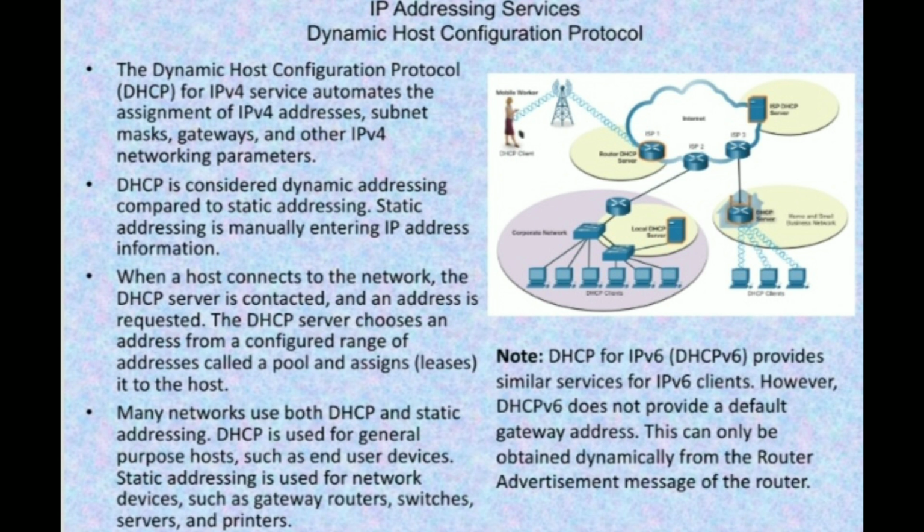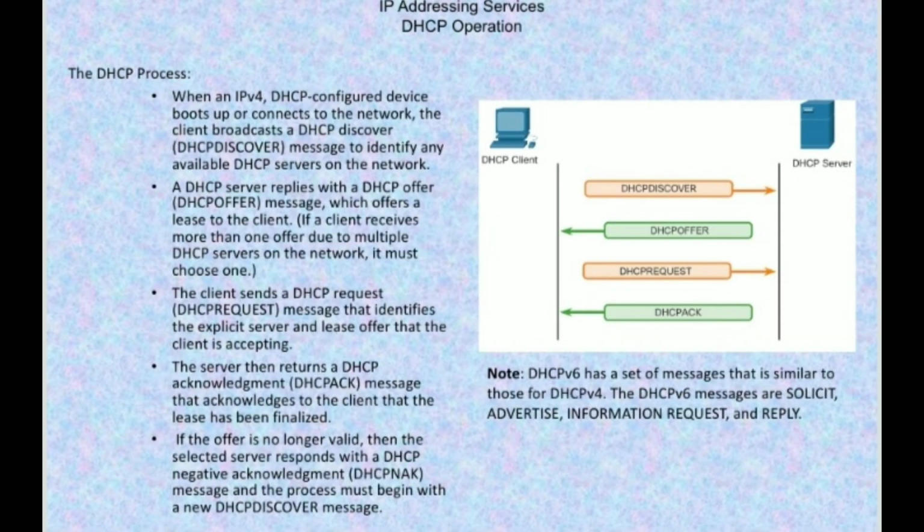Note: DHCP for IPv6 provides similar services for IPv6 clients. However, DHCPv6 does not provide a default gateway address. This can only be obtained dynamically from the router advertisement message of the router. IP addressing services: DHCP operation.